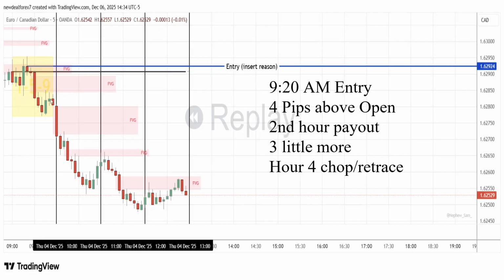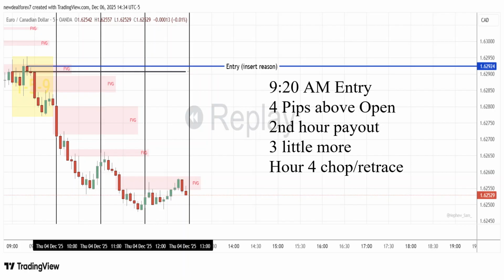We got, of course, fair value gaps serve as a confirmation as well. Hour 2 paid out handsomely. Hour 3 did as well. But hour 4, chop and retrace. You see it opened here and closed right about here. So it did close up from where it started. We don't like seeing that. So the best exit here would have been hour 3. Hour 4 would have been the wick on a 4 hour chart. So I hope that makes sense.